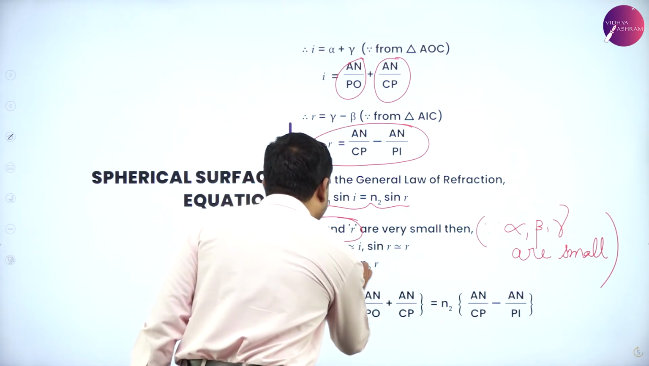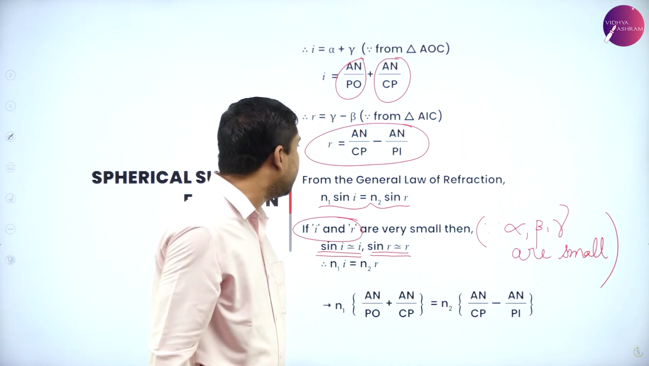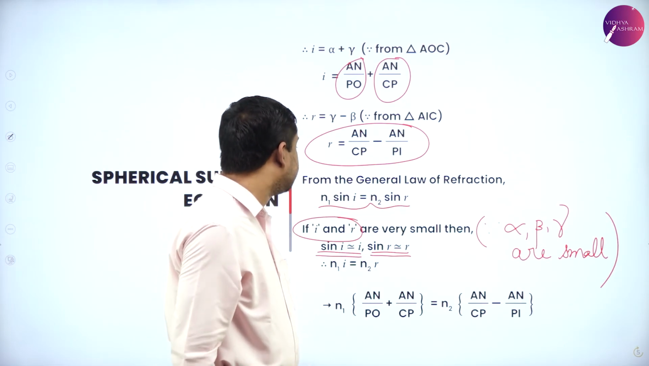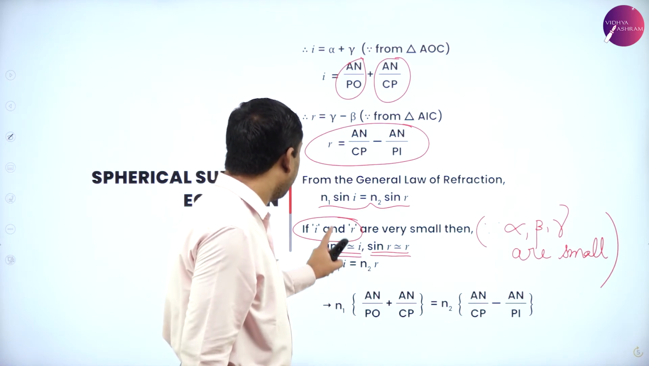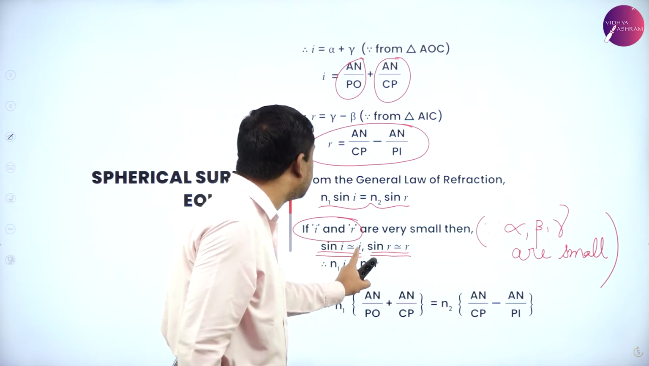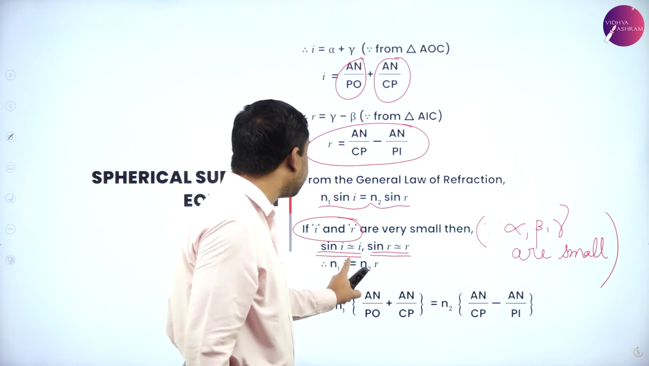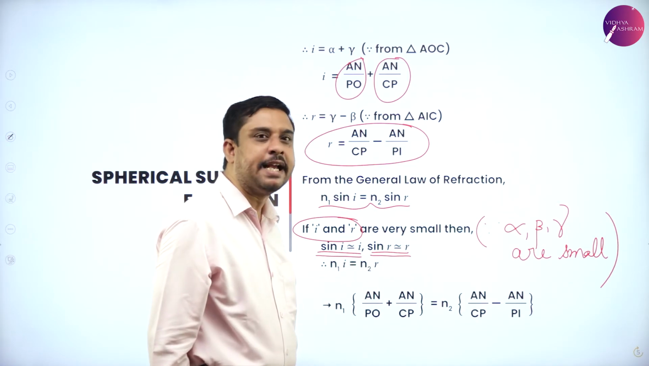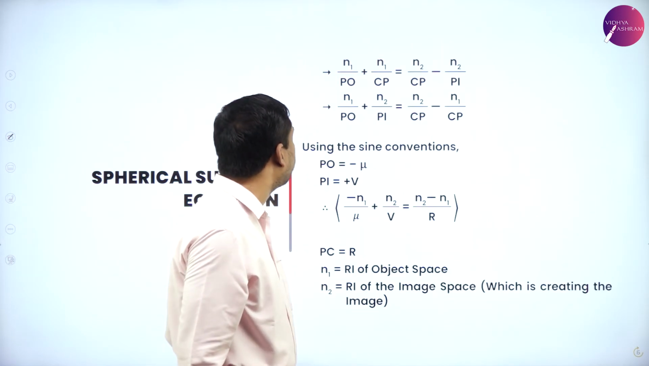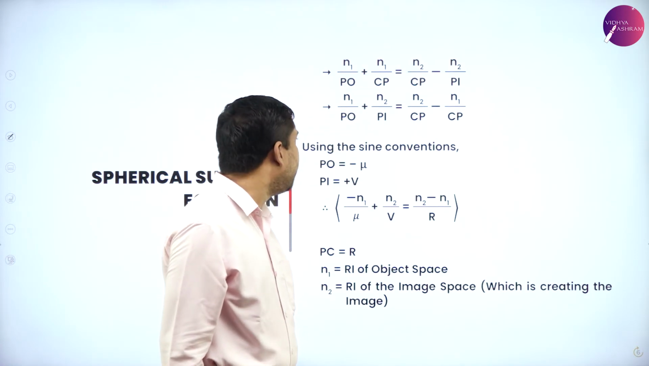So sin I turns out to be I, sin R turns out to be R. So N1 sin I is N2 sin R. Because now sin I turns out to be I and sin R turns out to be R, N1 I is N2 R. Substitute for I, substitute for R. This is the equation that we turn up.